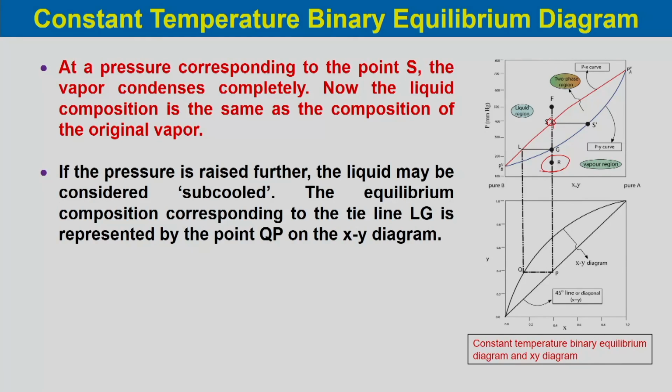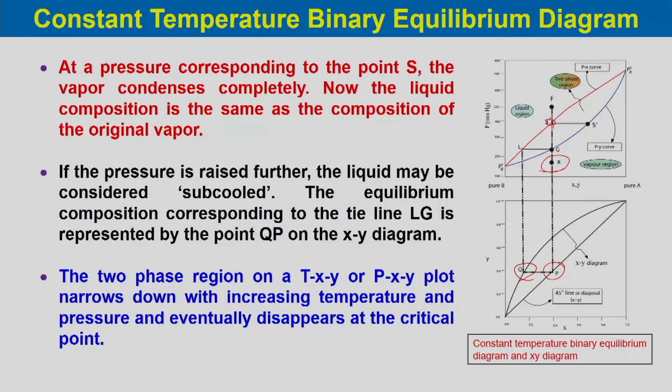If the pressure is further raised, the liquid may be considered subcooled. The equilibrium composition to the tie line LG is represented by point QP. This is the equilibrium composition on the XY diagram, and if we further increase the pressure, it will be subcooled liquid.